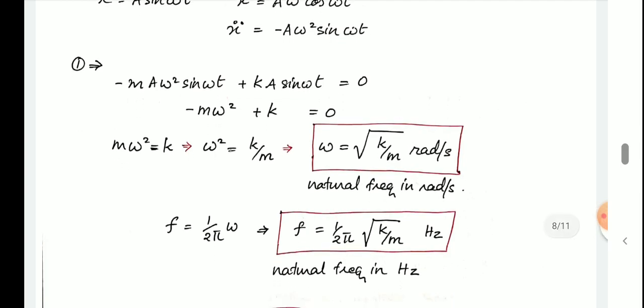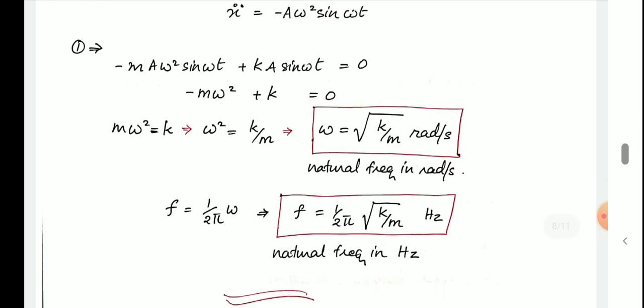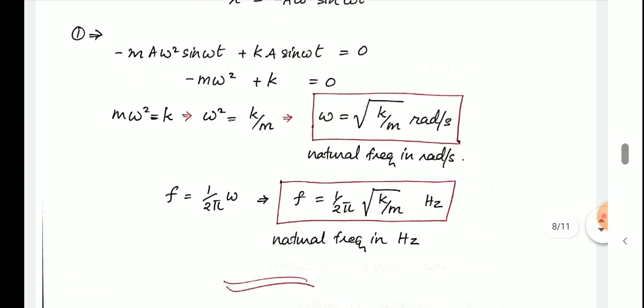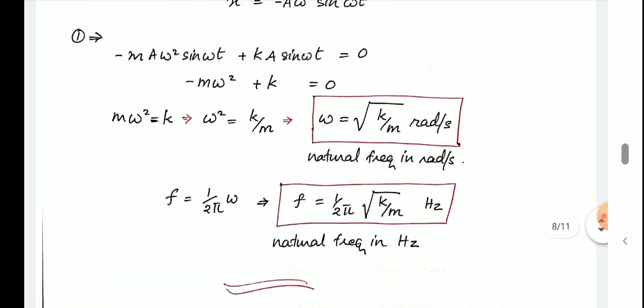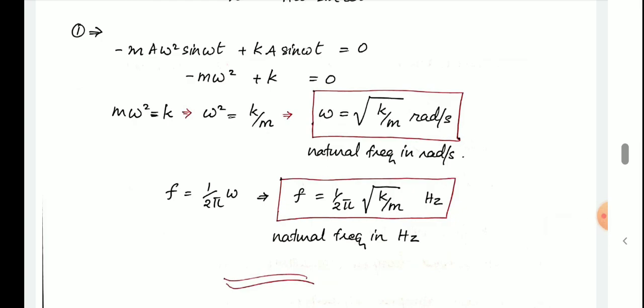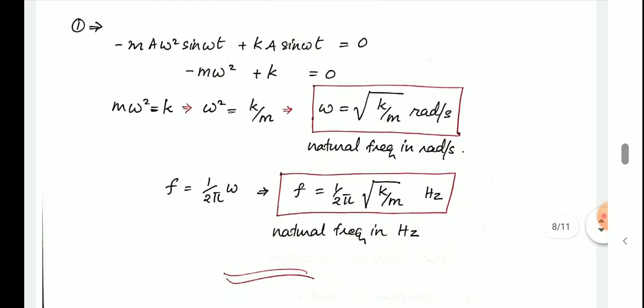Now omega is the angular velocity, which is expressed as radians per second. This particular value of omega is nothing but the natural frequency of vibration of this undamped free vibrating body. And if we write the term omega for natural frequency, the unit will be radians per second.